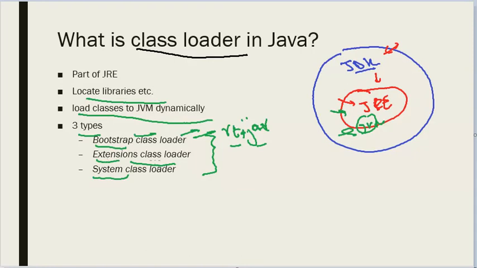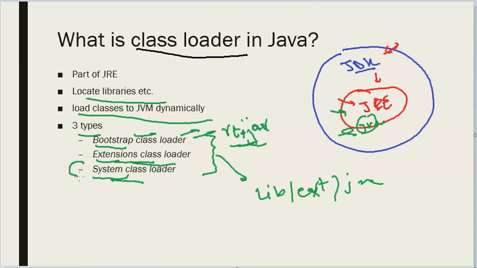The extension class loader actually loads the extensions of the core Java classes. The core Java classes are loaded by the Bootstrap class loader, so the extensions are loaded by the extension class loader from the lib extension location or from the JRE locations. And then the third one is the system class loader.